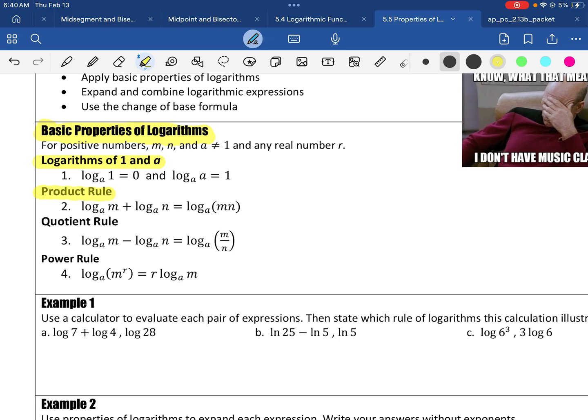Now the product rule says when you take two logs that are being added together and they have the same base, a, then you can rewrite it as a single log with those two values multiplied together. And then the quotient rule, of course, is if you're subtracting two logs, then you can create a fraction and write it as a single log. The power rule just says if the thing inside the log has a power, you can take that power and move it out in front.